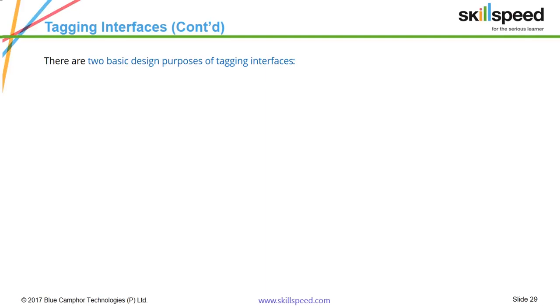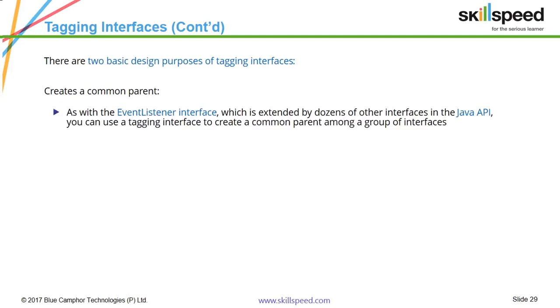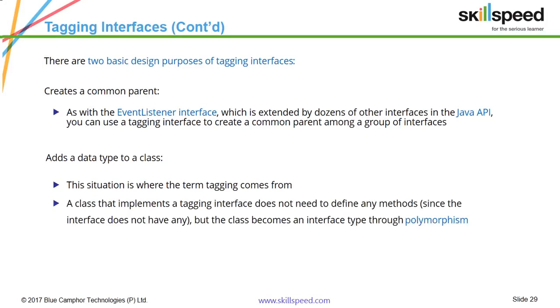There are 2 basic design purposes of tagging interfaces. The first one is that it will create a common parent. As with the EventListener interface, which is extended by dozens of other interfaces in the Java API, you can use a tagging interface to create a common parent among a group of interfaces. The second one is that it will also add a data type to a class. This situation is where the term tagging comes from. A class that implements a tagging interface does not need to define any methods since the interface does not have any, but the class becomes an interface type through polymorphism.